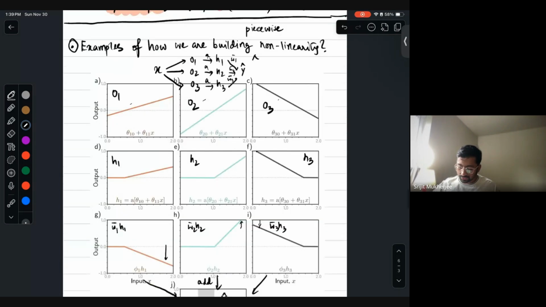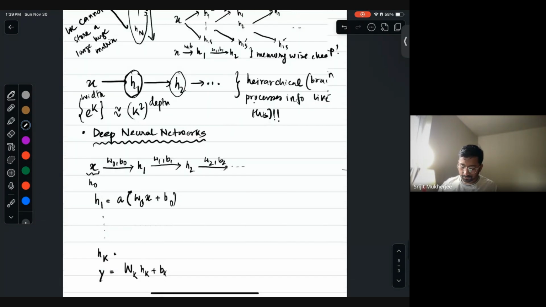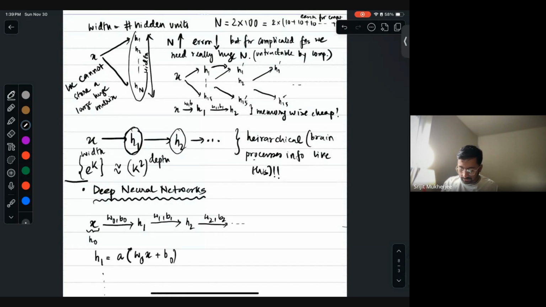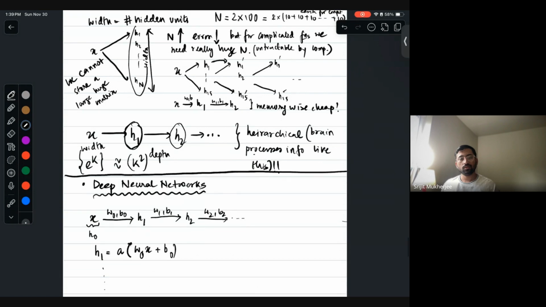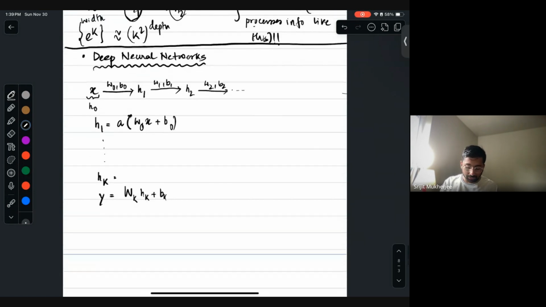So what are deep neural networks? Did you understand this, guys? Fully? So now deep neural networks. What are deep neural networks? As you can see, it's a hierarchical representation.